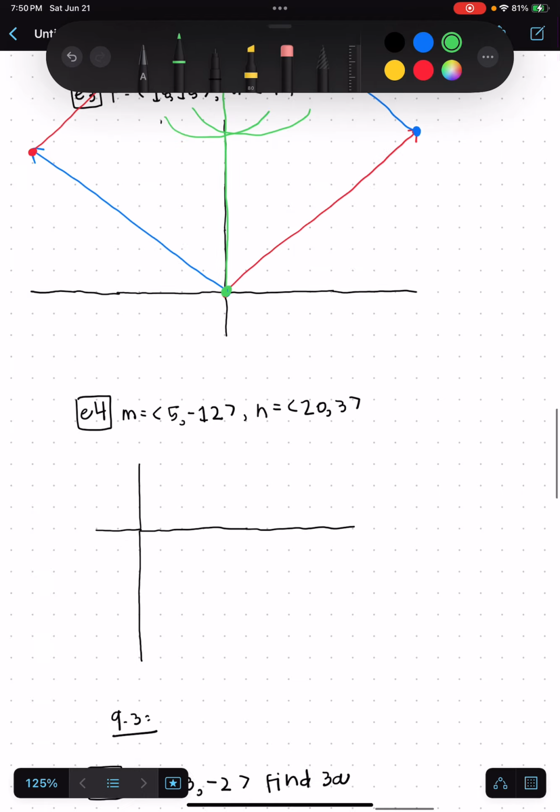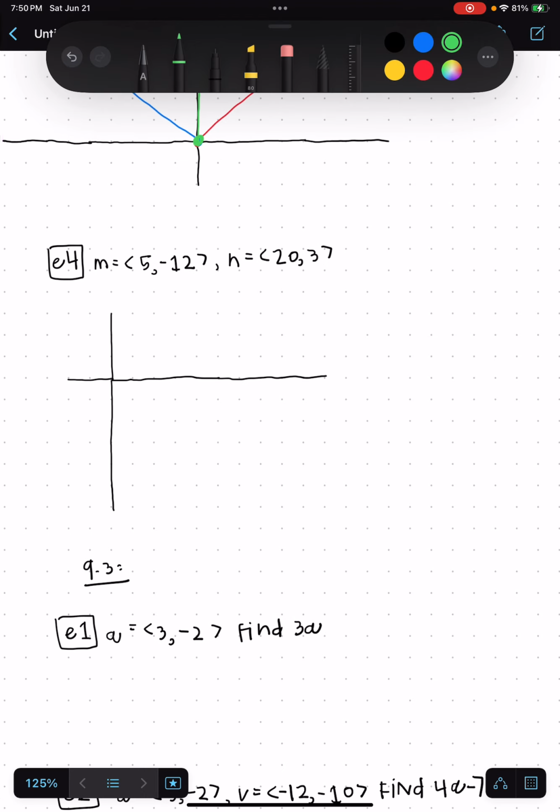Okay, one more with this parallelogram method. So let's start with vector m, which is at 5, negative 12. 2, 4, 6, 8, 10, 12.